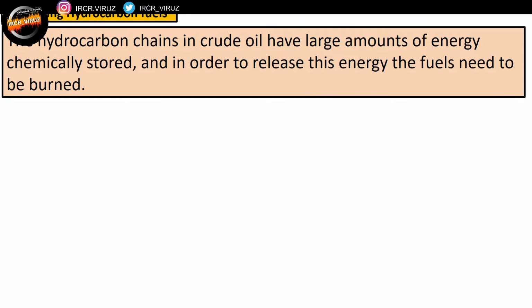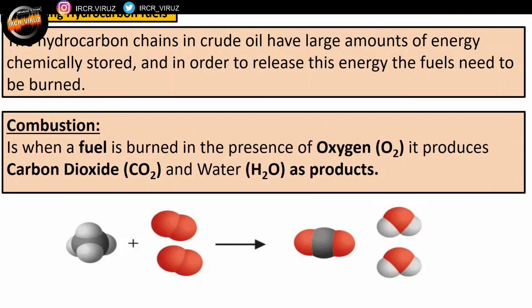Okay, so the hydrocarbon chains in crude oil have large amounts of energy chemically stored, and in order for them to release that energy, the fuels need to be burnt. Okay, now combustion is when a fuel is burned in the presence of oxygen, and it produces carbon dioxide and water. So if you see this, for instance, this is the fuel, it will burn in the presence of oxygen, and as a result you're going to get carbon dioxide and you're going to have water as well.